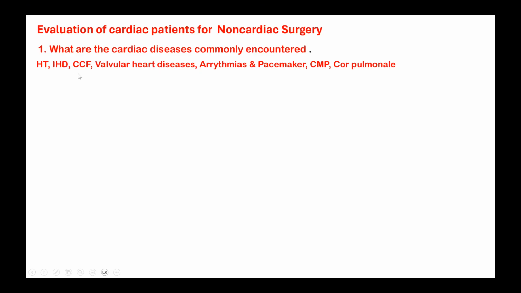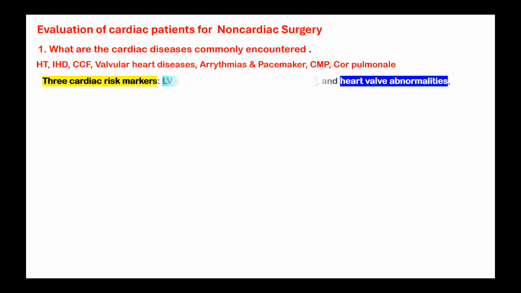Then patients with ischemic heart disease, congestive heart failure, valvular heart diseases, many kinds of arrhythmia which may require a pacemaker, and cardiomyopathies, and patients having cardiac problems secondary to pulmonary diseases, called cor pulmonale, with right ventricular strain or pulmonary hypertension, which also comes under cardiac problems. So these are the things which have to be identified first. And the three cardiac risk markers for any type of cardiac disease: one is the LV dysfunction.